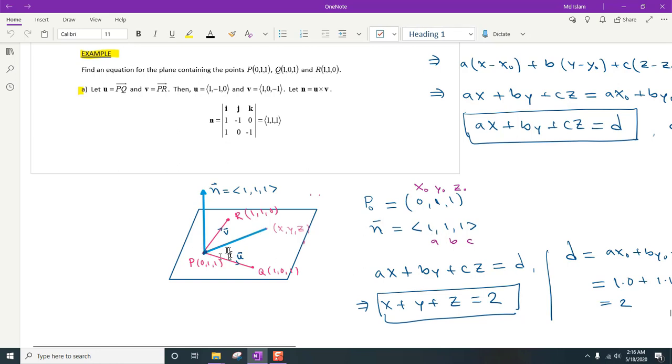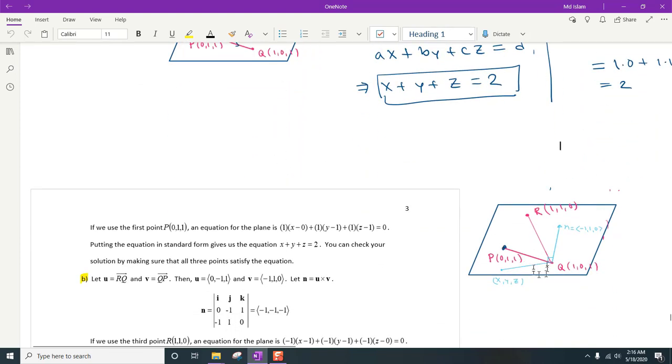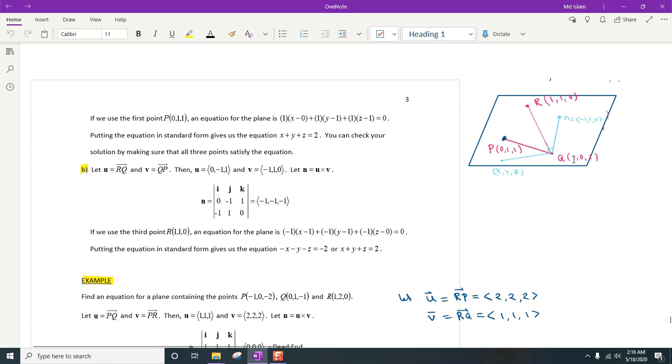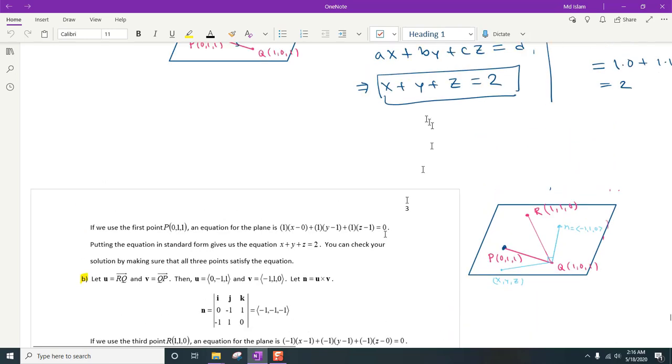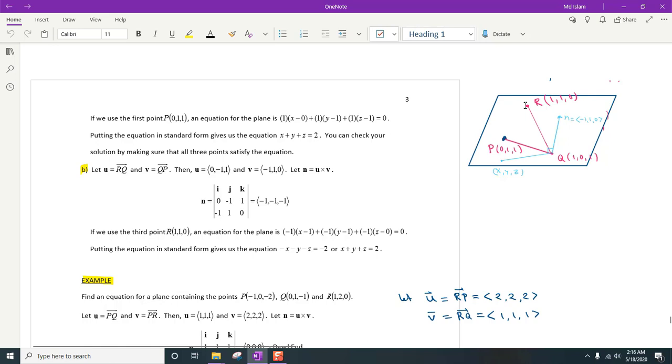In this problem, I considered P0 as (0, 1, 1). If you consider any other point, suppose Q, then you will get the same equation, x plus y plus z equals 2. Even if you consider R as P0, you will also get the same equation. So it doesn't matter which point you choose.